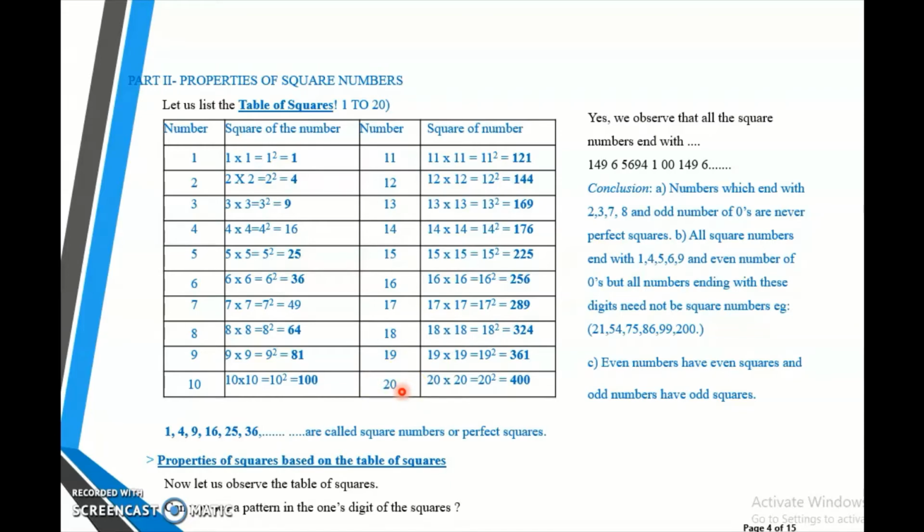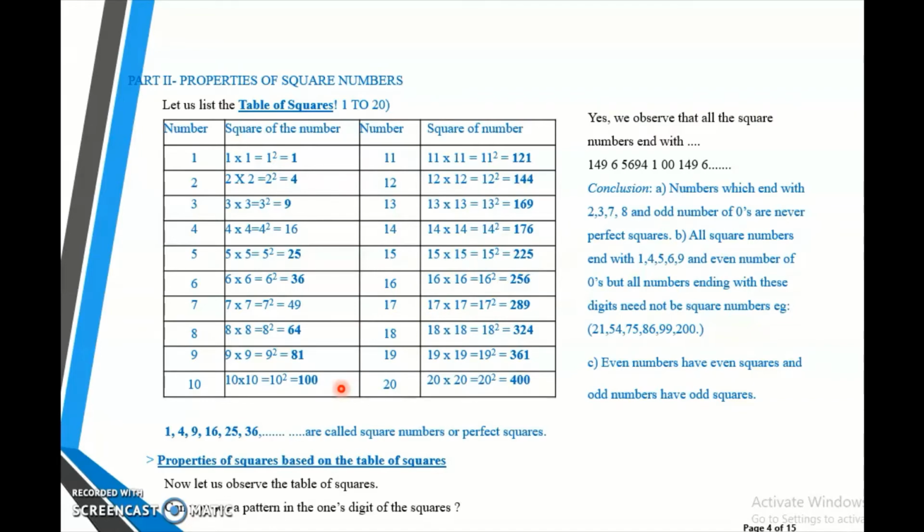Next, let us find what are the properties, what are the patterns based on this table. Can you see a pattern of the unit digits? They all end with 1, 4, 9, 6 and 5. They do not end with 2, 3, 7, 8, nor do they have an odd number of zeros. So what can we conclude?